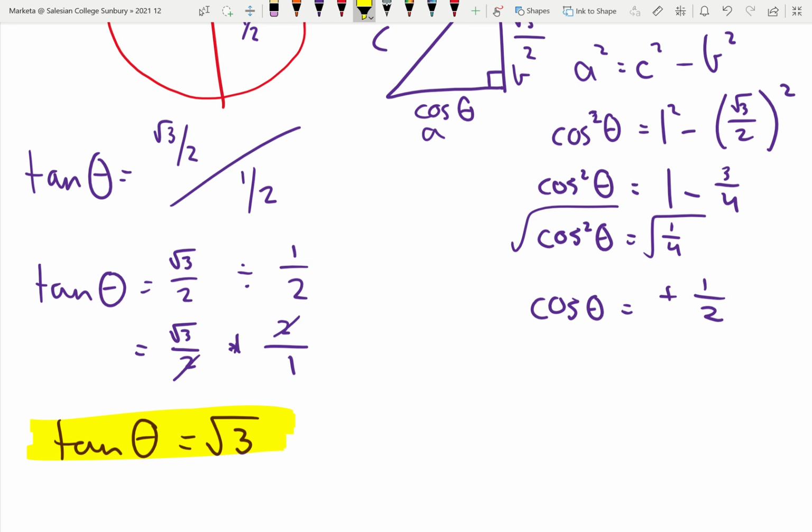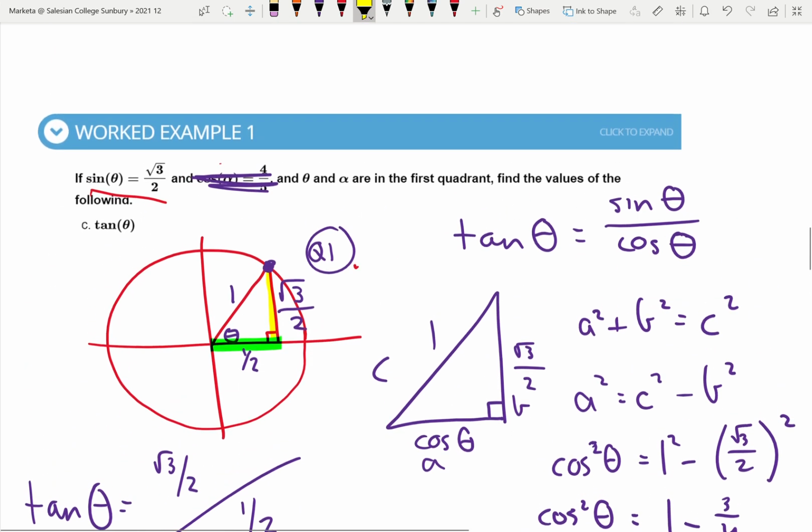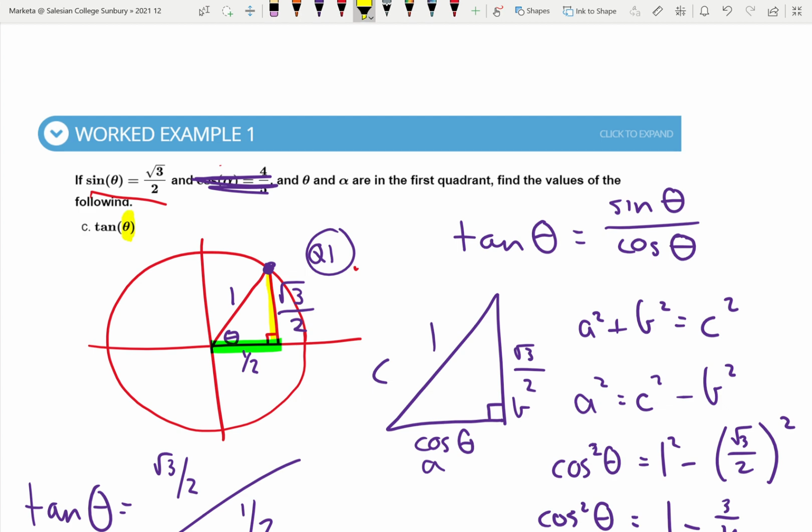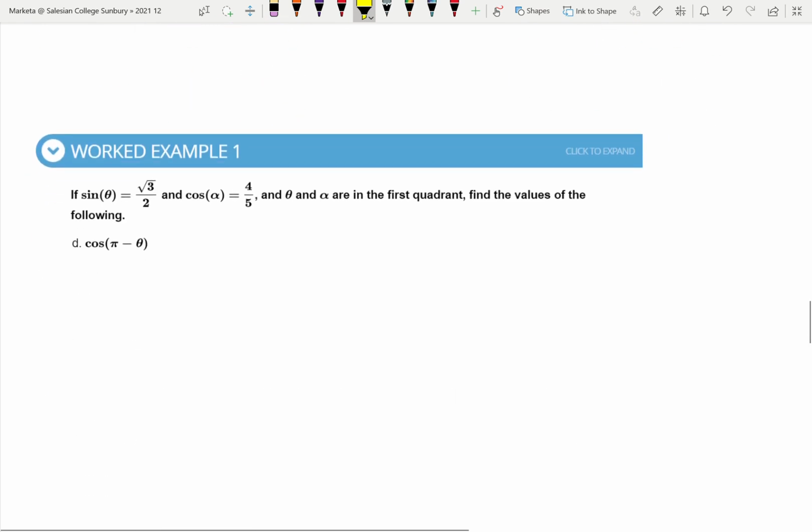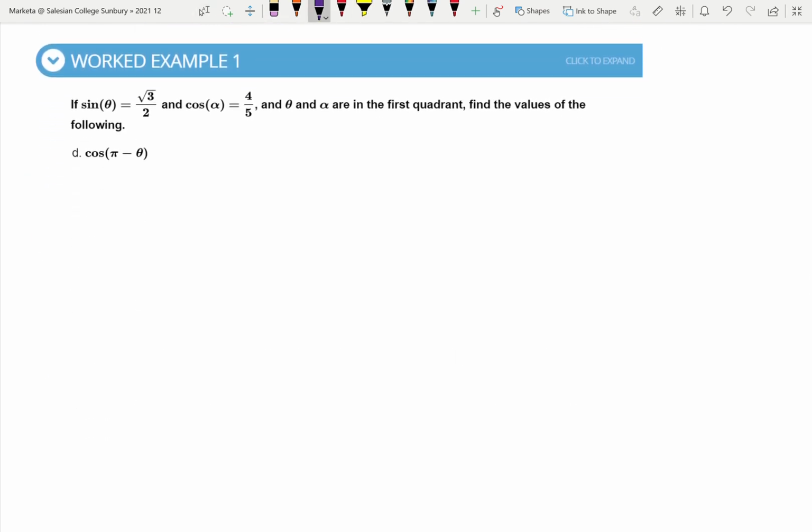Just to be really sure about that, you must make sure that you do not use the alpha value. Alpha has nothing to do with theta. We are looking at theta here, so we must use the information only for theta. All right, moving on. Now the cos of pi minus theta. Again, it's talking about cos, but we're not using alpha. This is what's relevant. People will be confused because there's a cos here and a cos here. It doesn't matter. This is theta. Oh sorry, that's not theta, that's pi. This is theta, so we must use this information.